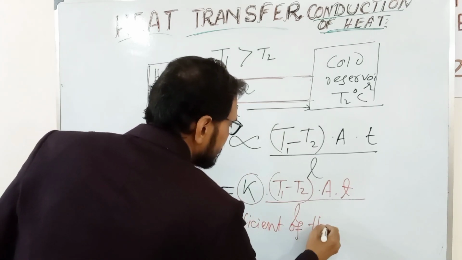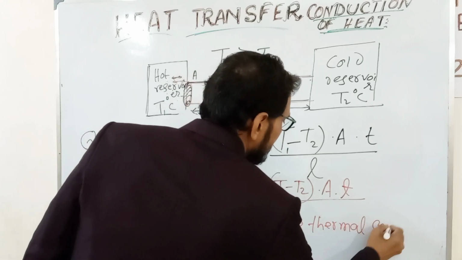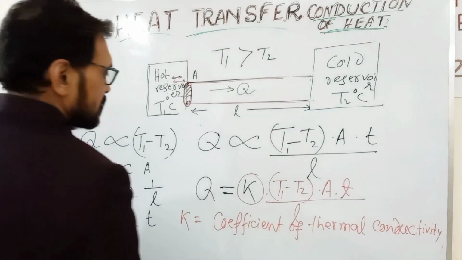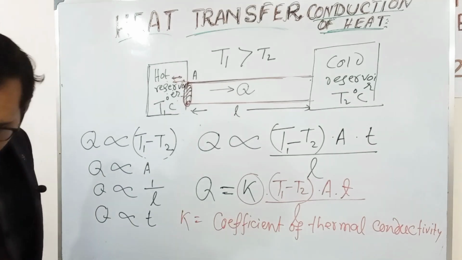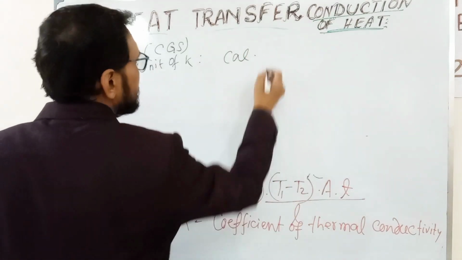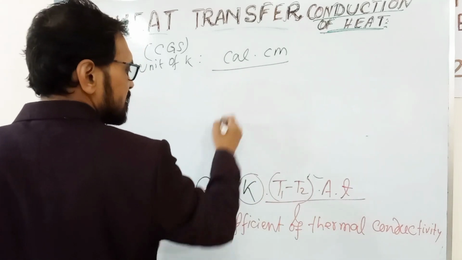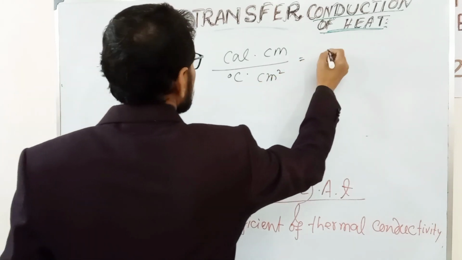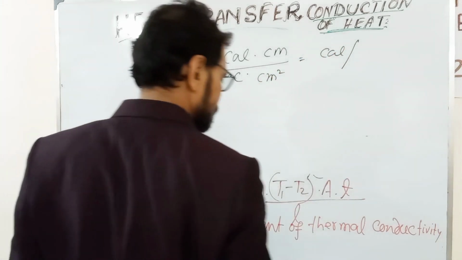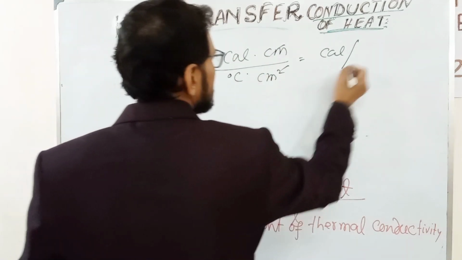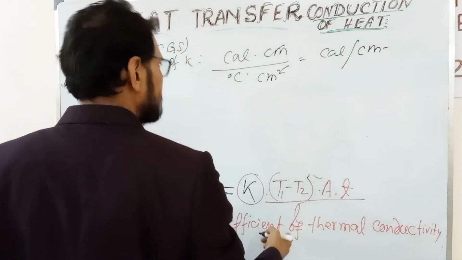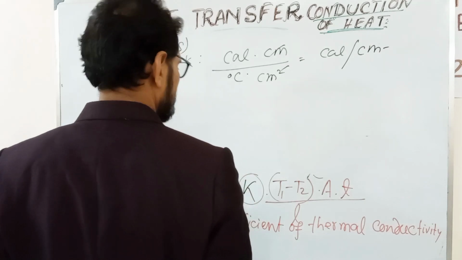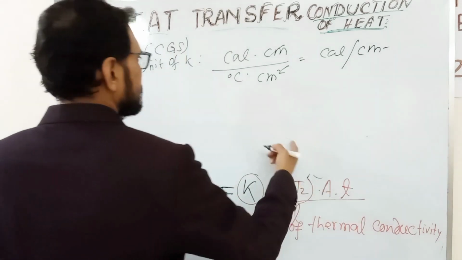coefficient of thermal conductivity. Now what is the unit of the coefficient of thermal conductivity? L is centimeter, T1 minus T2 is degree centigrade, and area is centimeter square. So the unit is calorie, centimeter cancels, calorie centimeter, and t is second, calorie second, and t is second here.